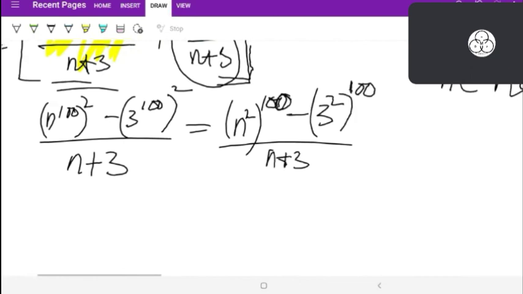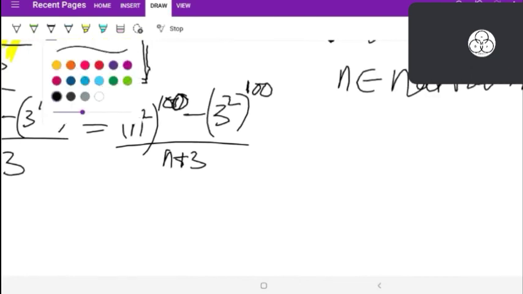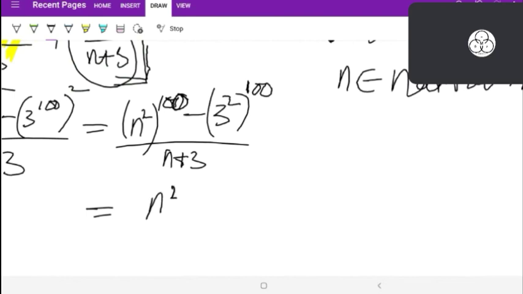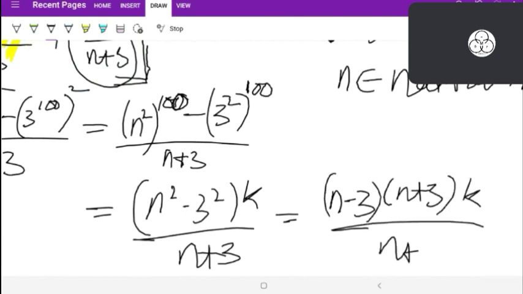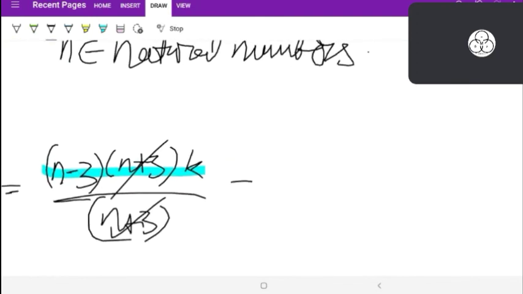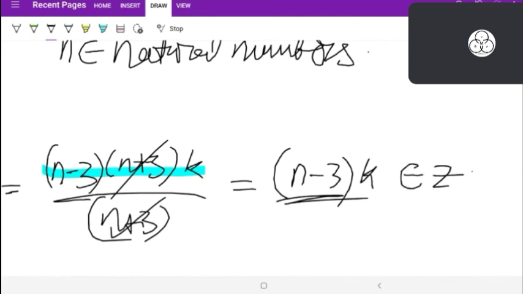But I was here in this step. So this part I can write as n square minus 3 square into some k over n plus 3, which is n minus 3 into n plus 3 into k over n plus 3. The n plus 3 cancels out, and this part is n minus 3 into some k, right? So this belongs to integers, and not only integers, this belongs to natural numbers.